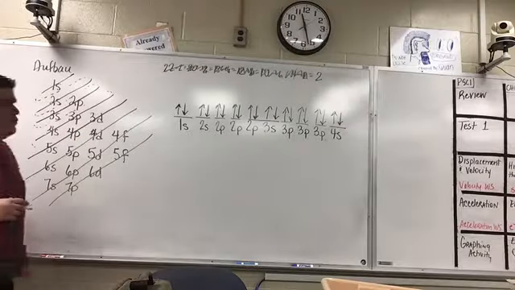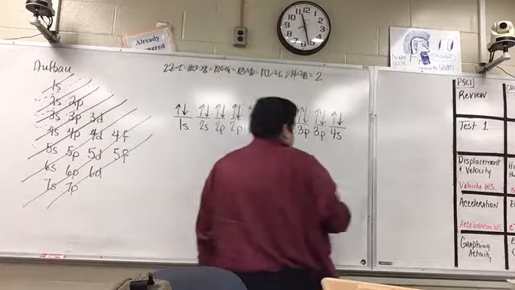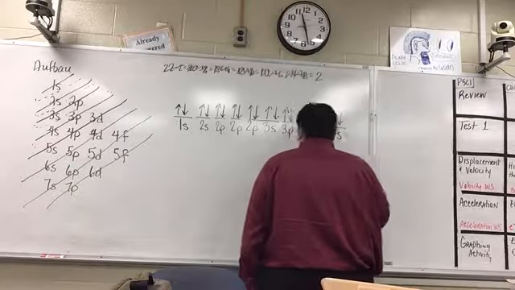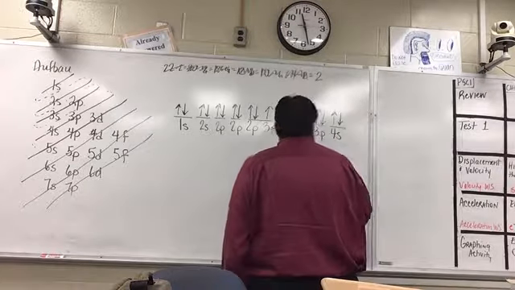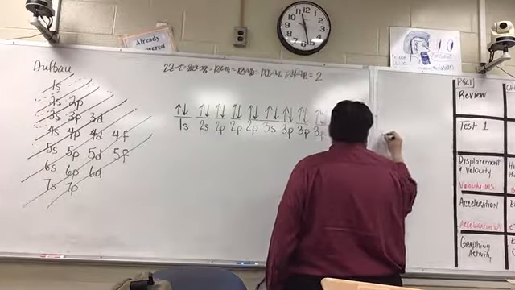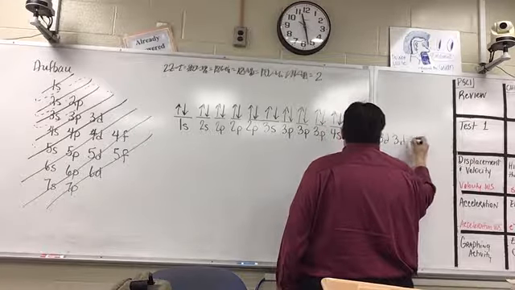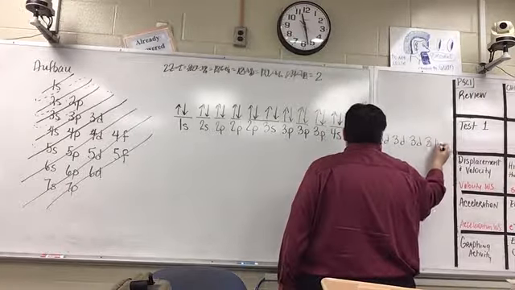Okay? So we're going to go to 3D. How many can the d orbital hold? 10. So how many d sections do I need? 5. So I'm going to go here and put 3D, 3D, 3D, 3D, 3D.